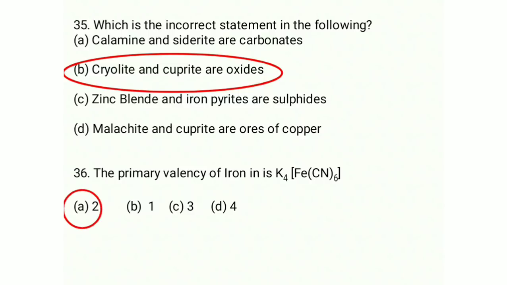36. The primary valency of the iron, the answer is already marked A, 2 it is, because if you calculate the Fe oxidation state, you are going to get it as 2 here.